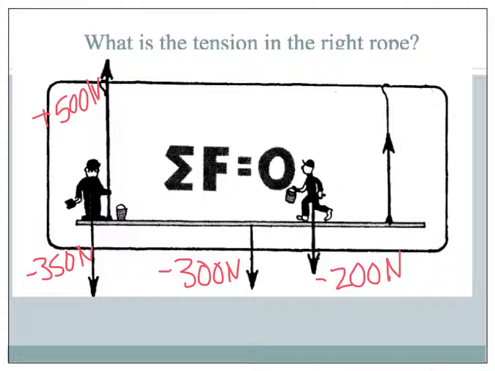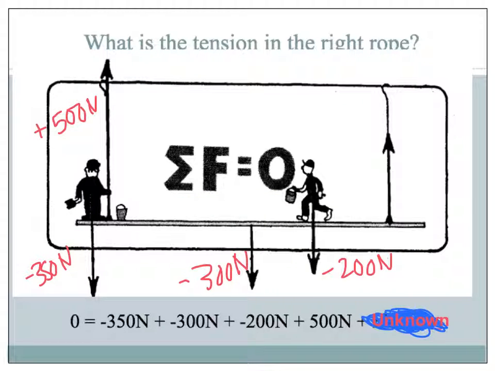Now you're trying to solve for the tension in the right rope. We know that the net force is equal to 0. So we need to set up an equation that shows the net force, the sum of all of these forces, is equal to 0. Take a look at the equation. I put the total force, 0, and set it equal to all of the downward forces plus the upward force plus our unknown. Now all you need to do is solve for the unknown, which is the tension in the right rope.